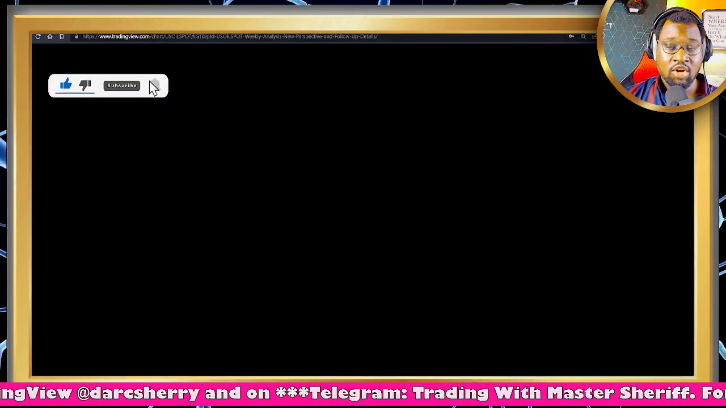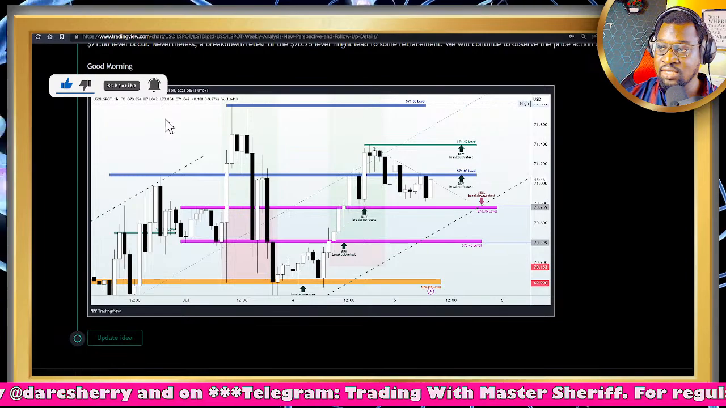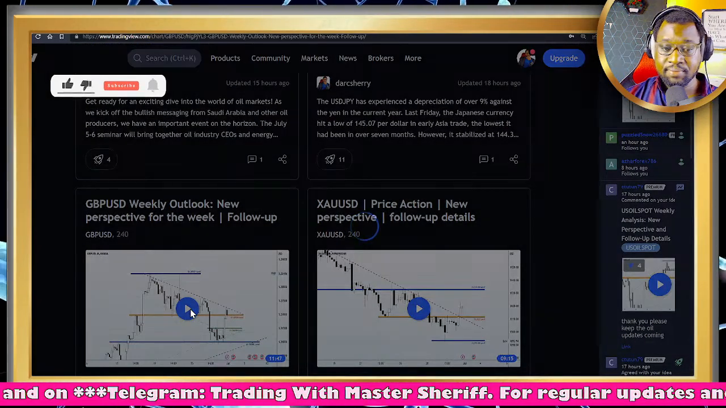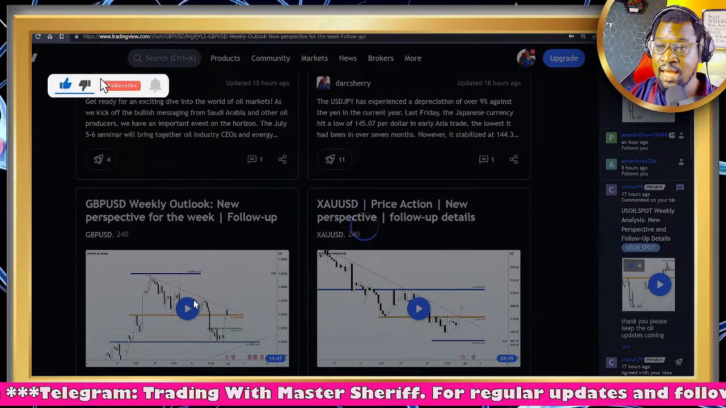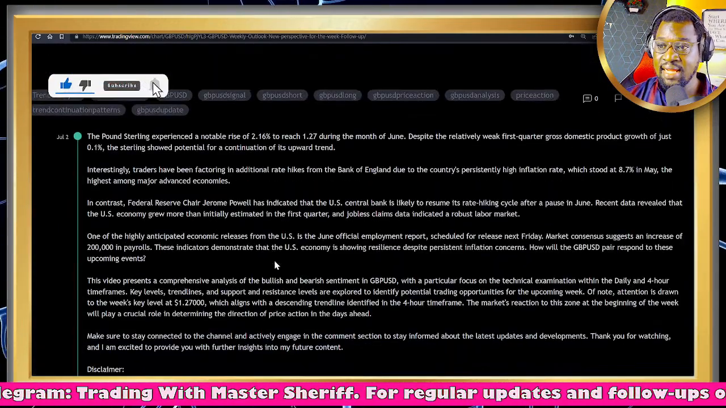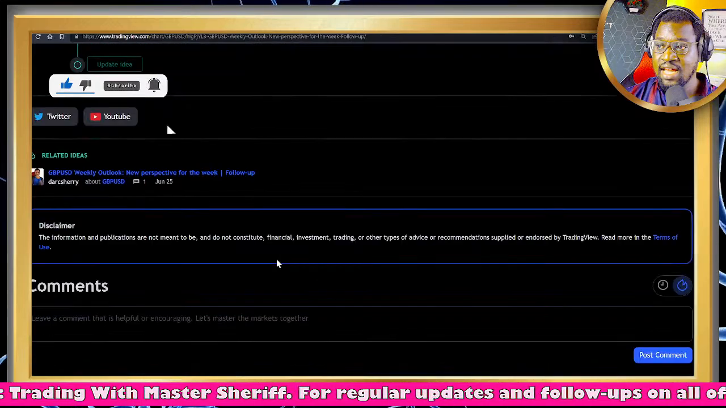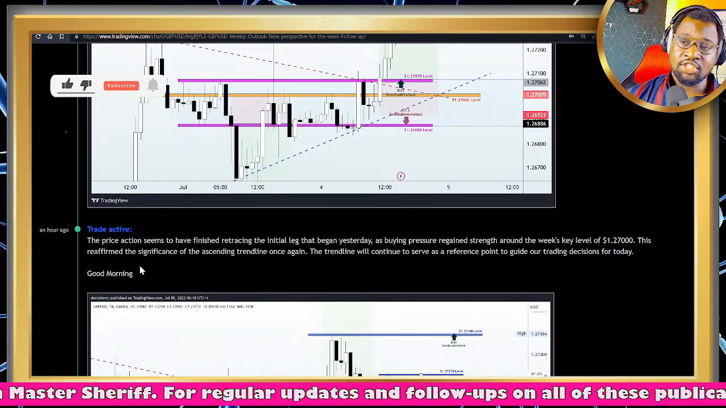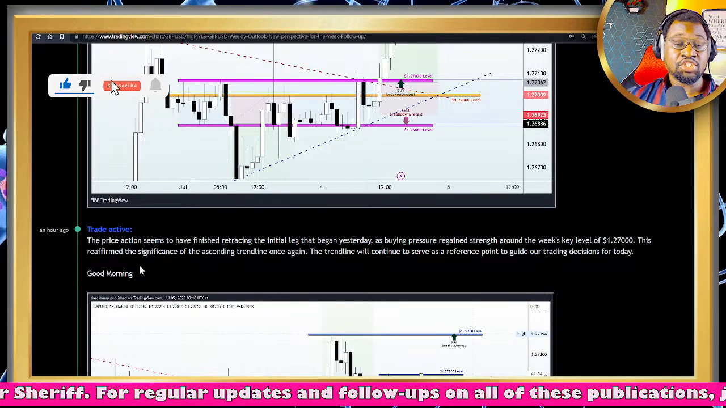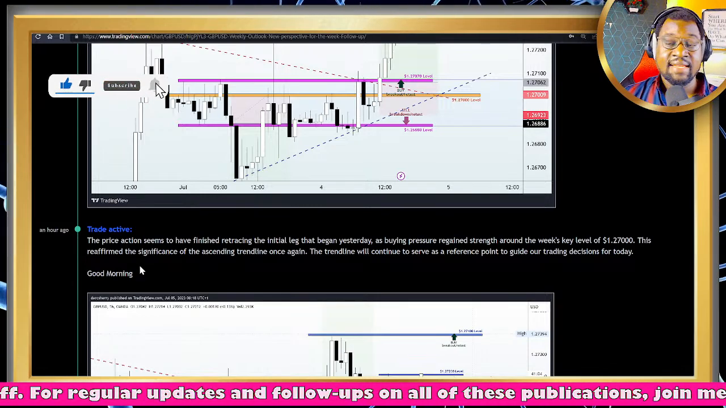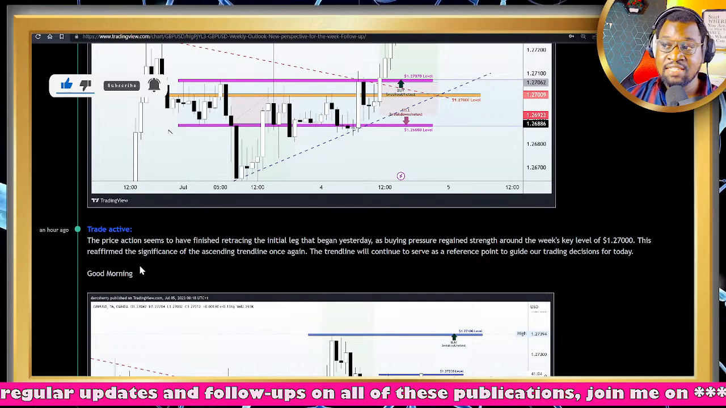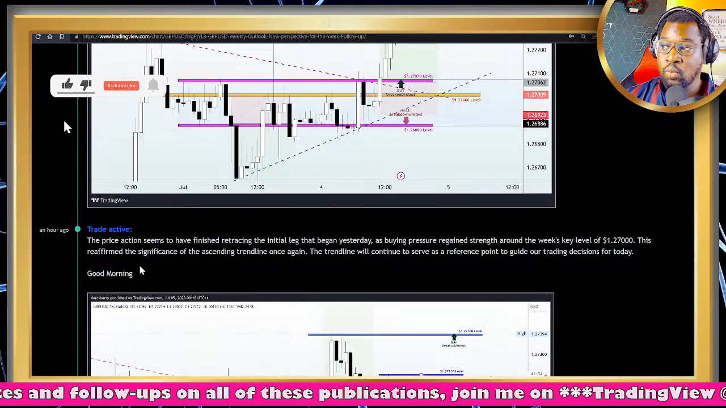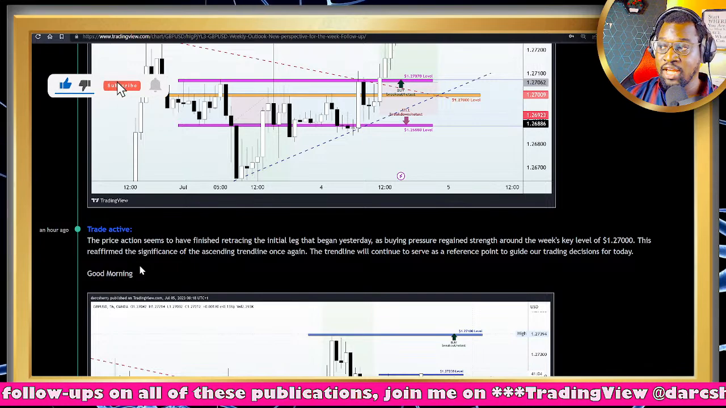Now, let's look at the commentary here before we go into the details. So on the GBPUSD commentary this morning, let's look at what I said here. This was how we have been managing this trade this morning. I said here that the price action seems to have finished retracing the initial leg that began yesterday as buy pressure regains strength around the week's key level of the $1.27 area.